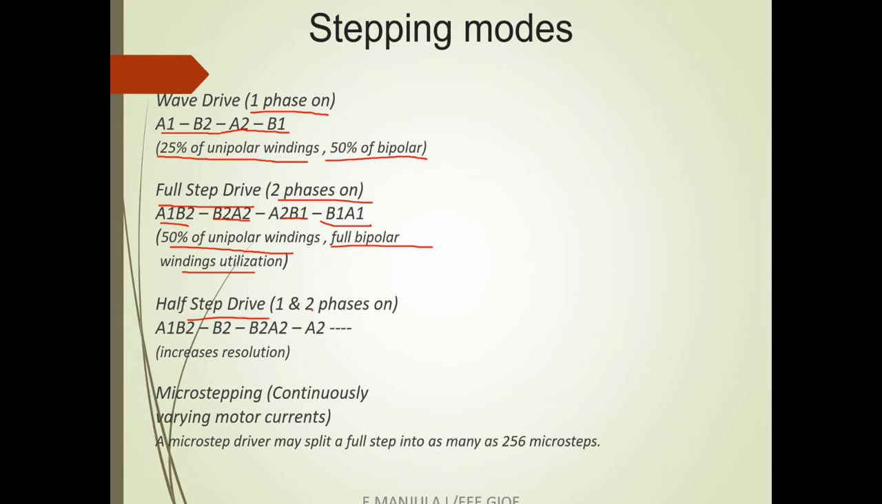And half step drive, single phase and two phase both: A1, B2, B2 and B2, A2, A2. Likewise, there are four windings, A1, A2, B1, B2. Which should be on and which should be off at what time gives the sequence. This is single phase on, this is two phase on, this is single and two phase on.